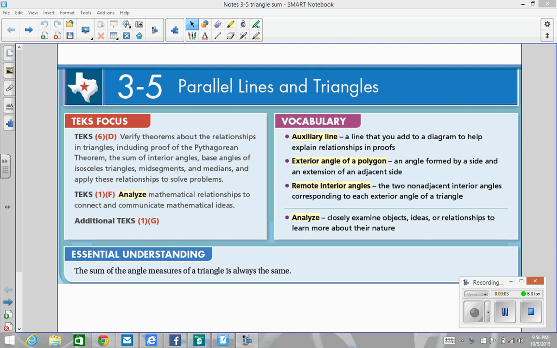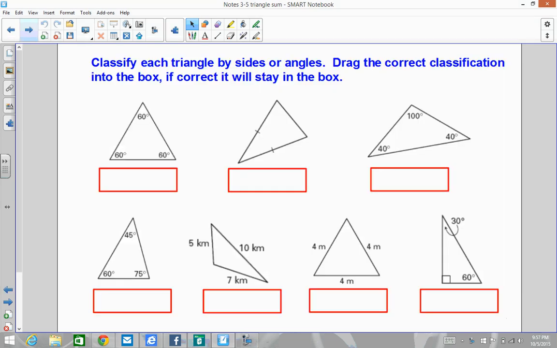Welcome to Geometry Pre-AP. Today we're going to talk about triangles and some of the properties of triangles. So our essential understanding today is that the sum of the angles of a triangle is always the same. So if we take that information, and we're going to use that in some details here, the first thing I want you to do is work on naming these triangles.